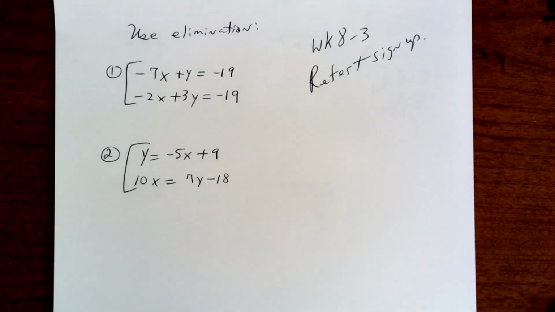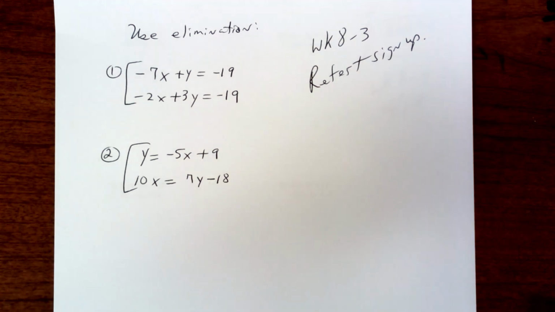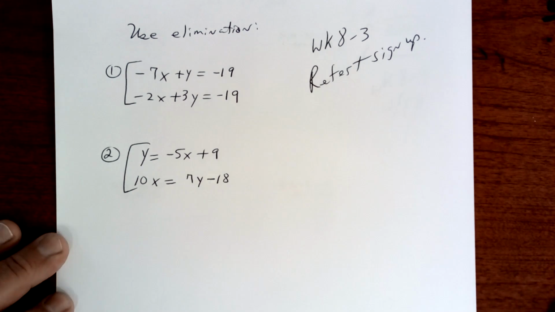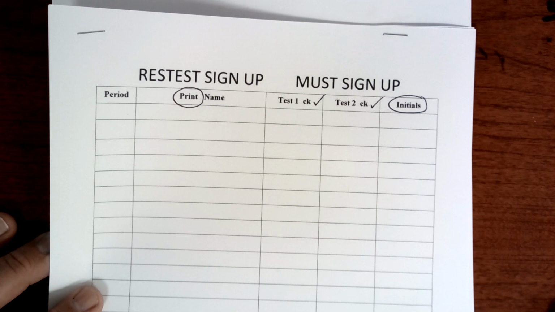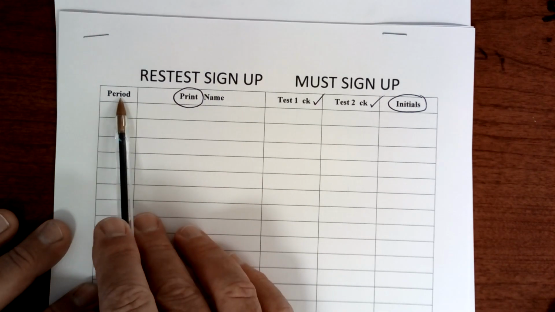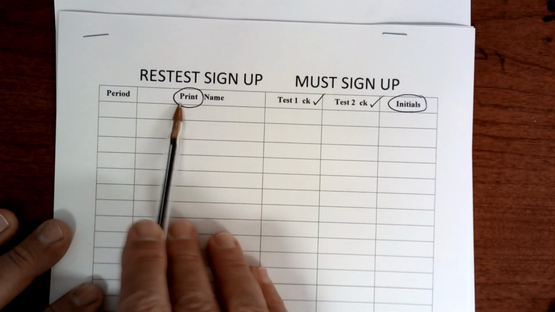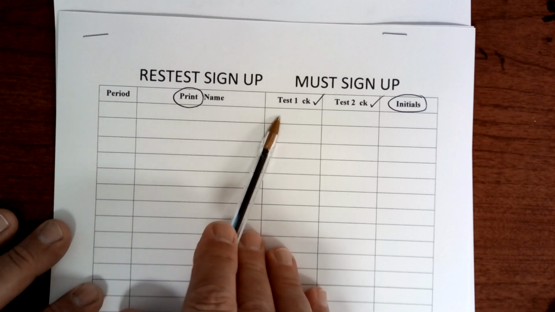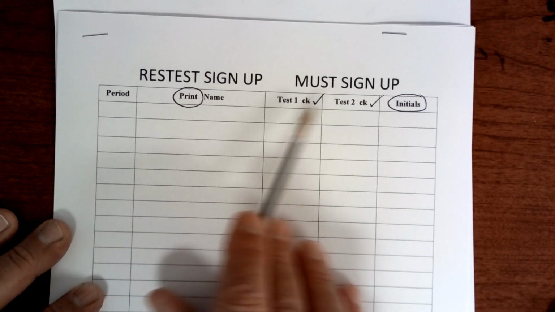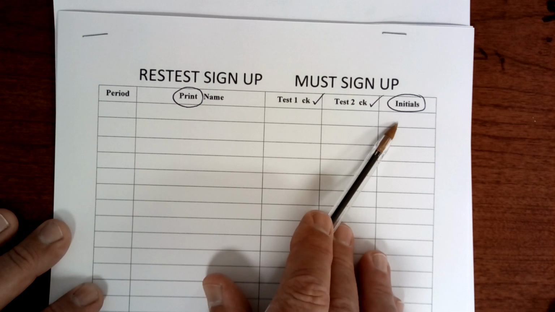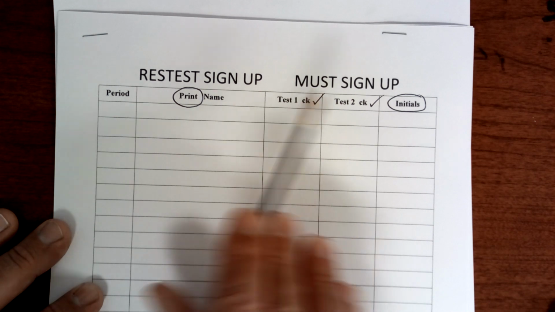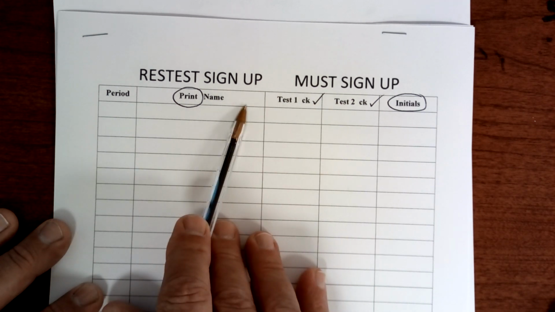The first thing is you have the retest sign up. It's going to be on the wall, and you must follow this. You must have the period. You must print your name. Put a check for whichever test you want. You can do both if you want to. And make sure you initial it. If you fail to sign up, you will not be allowed to take the test.